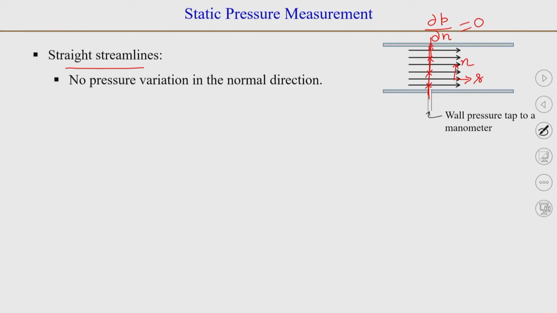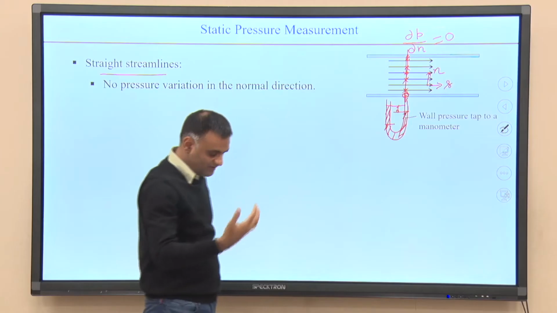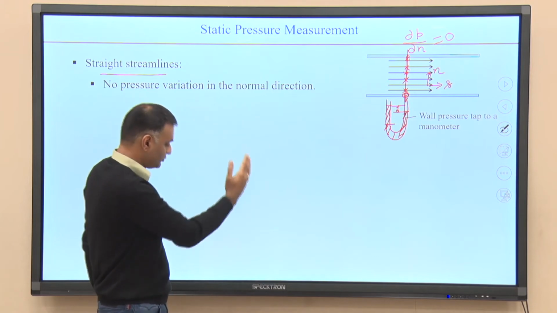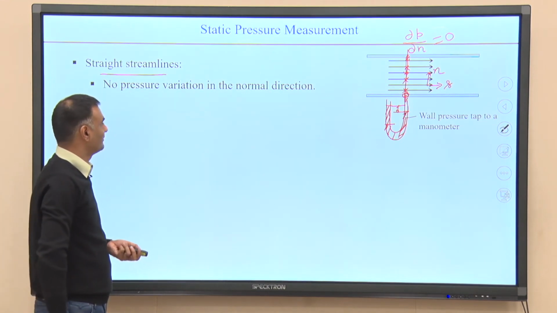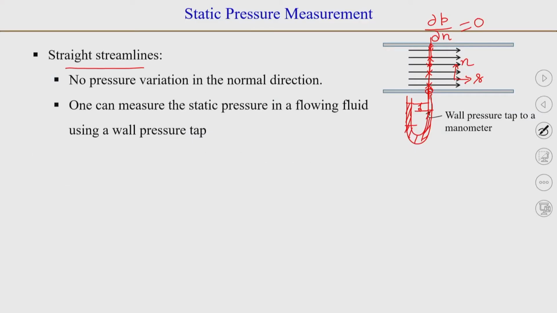are the same. So, if we can make a small hole and put a pressure tap here in the wall and connect it with a manometer, for example, by measuring the pressure differential, we can find the pressure at any point. If you want to find the pressure at this point, you can very well measure it at the wall, because the pressure at the wall and anywhere normal to the wall at this section is the same. So the static pressure in a flow can be measured. One can use a wall pressure tap.